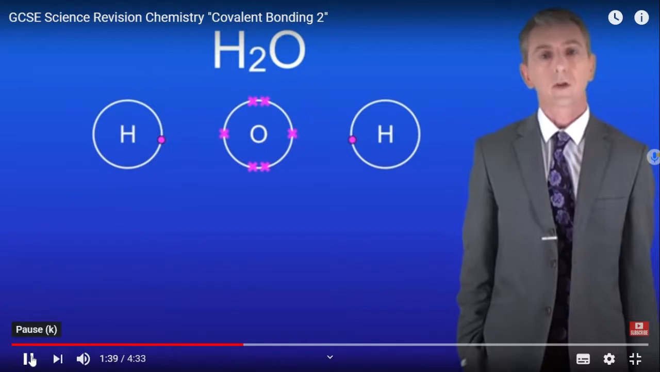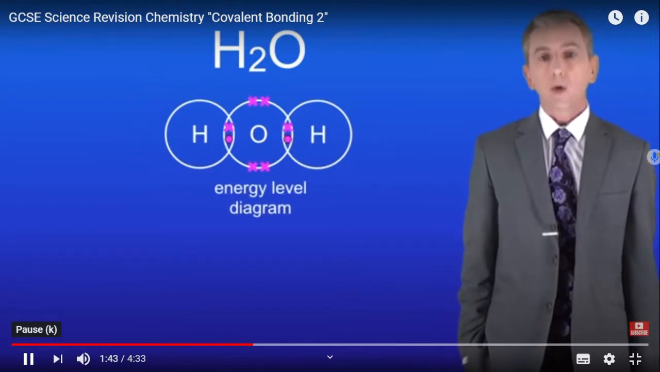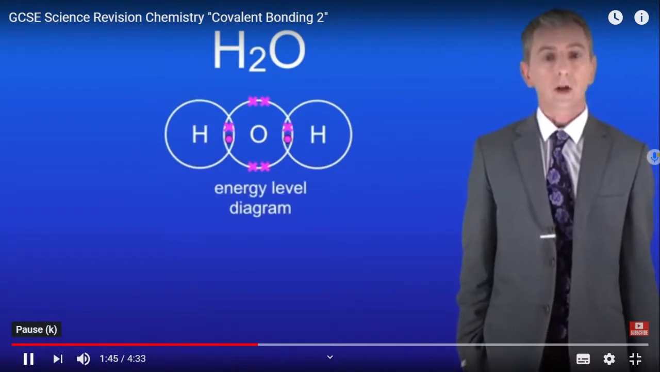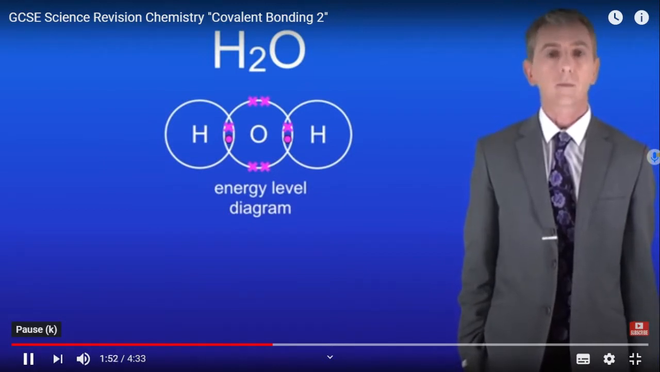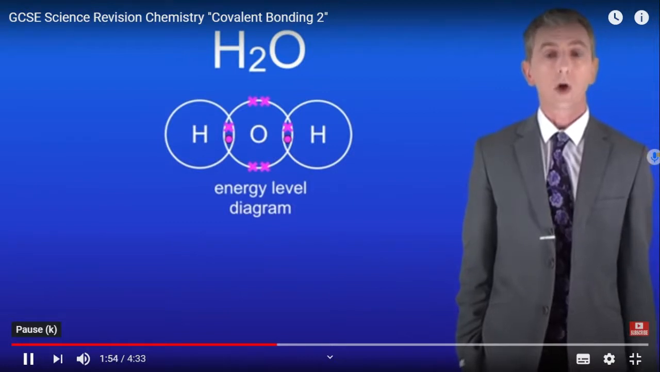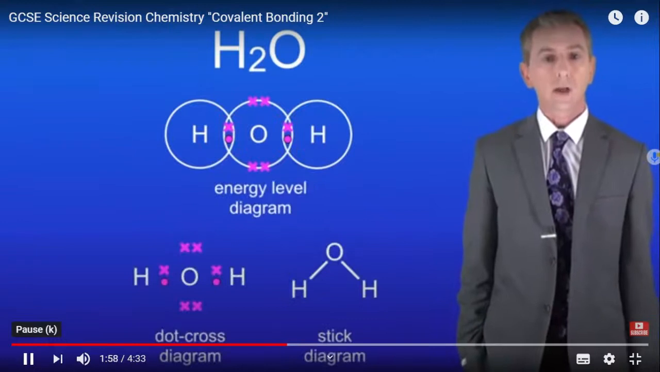The energy levels for the hydrogen and oxygen atoms look like this. Now, both the hydrogens and the oxygen have a full outer energy level. Remember that when atoms share a pair of electrons, we call that a covalent bond. So I'm showing you the covalent bonds here. Here are the dot cross diagram and the stick diagram for this molecule.